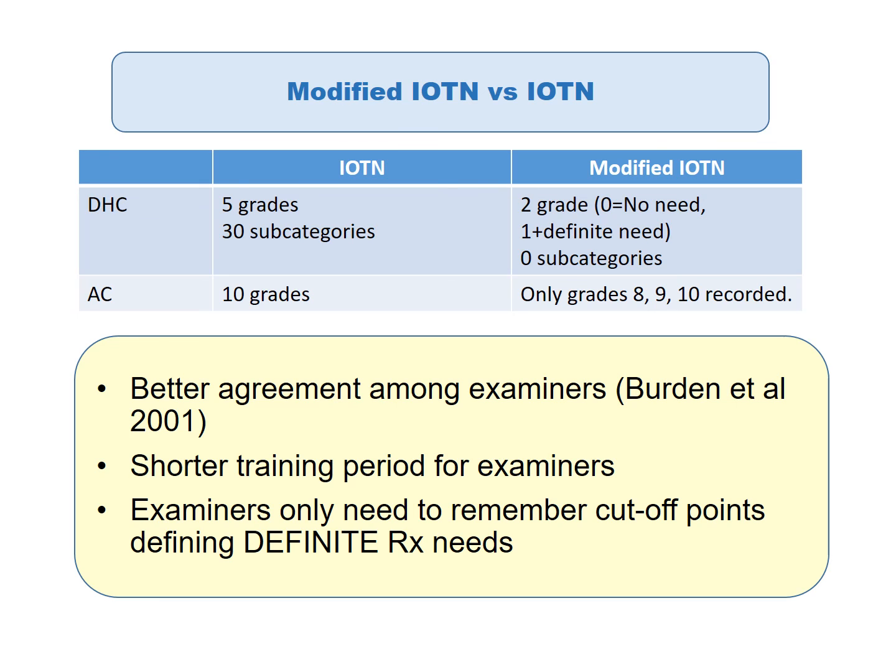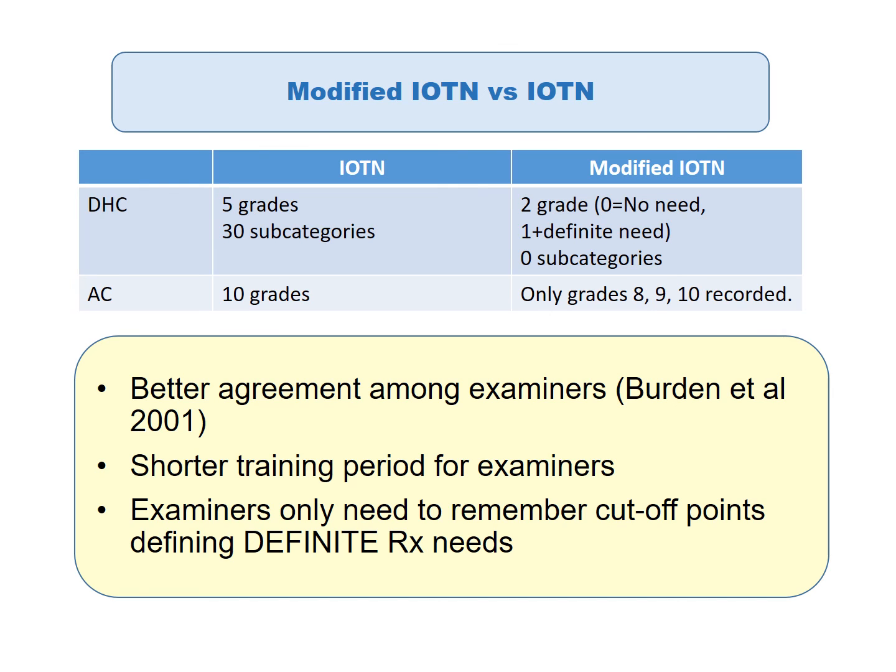So, how is the modified IOTN different from the IOTN? Basically, the IOTN DHC component has 5 grades and 30 subcategories, and under the modified IOTN there are only 2 grades: grade 0, which is no need for treatment, and grade 1, which has a definite need for treatment, and there are no subcategories. And similarly for the AC component, under IOTN we have 10 grades, whereas in the modified IOTN only grades 8, 9 and 10 are recorded.